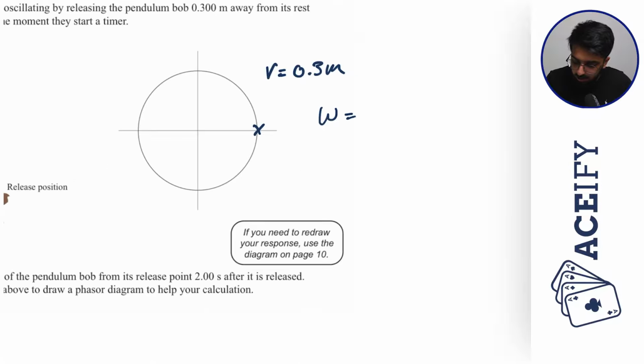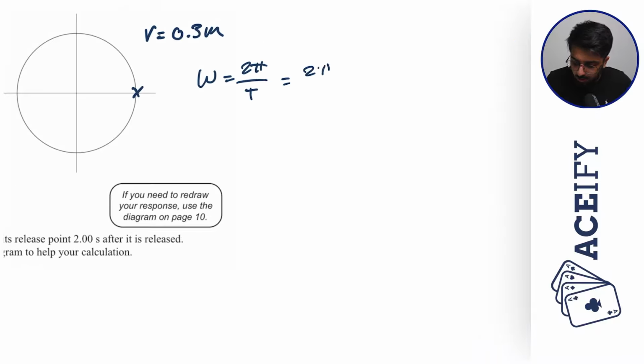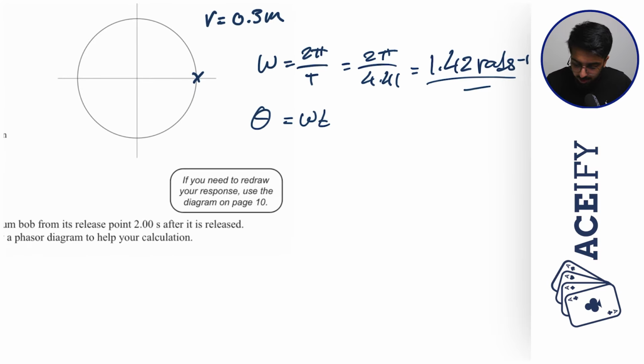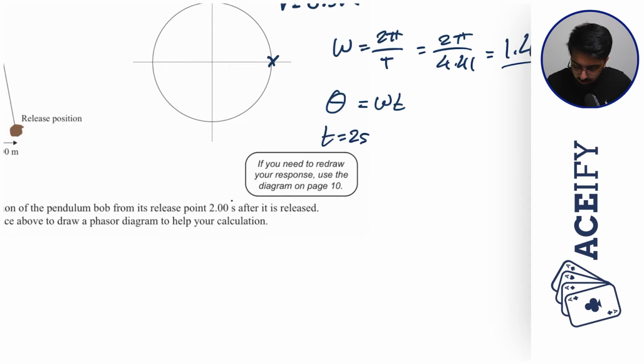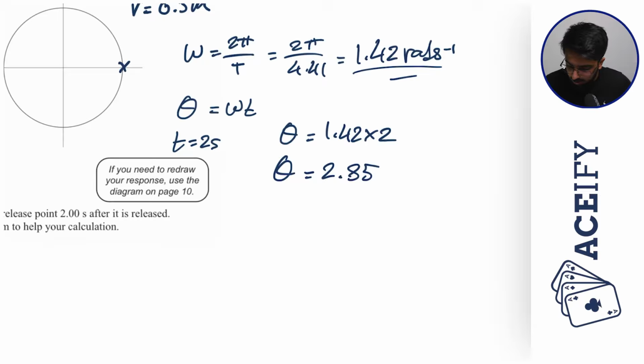We know our omega is equal to 2 pi all over T. We already know our period because that's 4.41 seconds, which we just found. So that's 2 pi all over 4.41. And that gives us an angular velocity of 1.42 radians per second, okay? And therefore, right off the bat, we can find our theta is equal to omega t. Our t value is 2 seconds because that's what we're trying to find, right after 2 seconds. And so our theta is equal to 1.42 times 2, and therefore our theta is 2.85 radians.